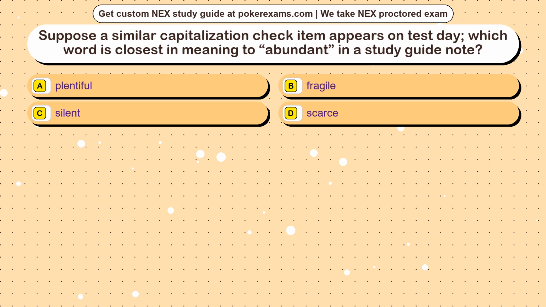Question 7. Suppose a similar capitalization check item appears on test day. Which word is closest in meaning to abundant in a study guide note? Option A, plentiful. Option B, fragile. Option C, silent. Option D is scarce.